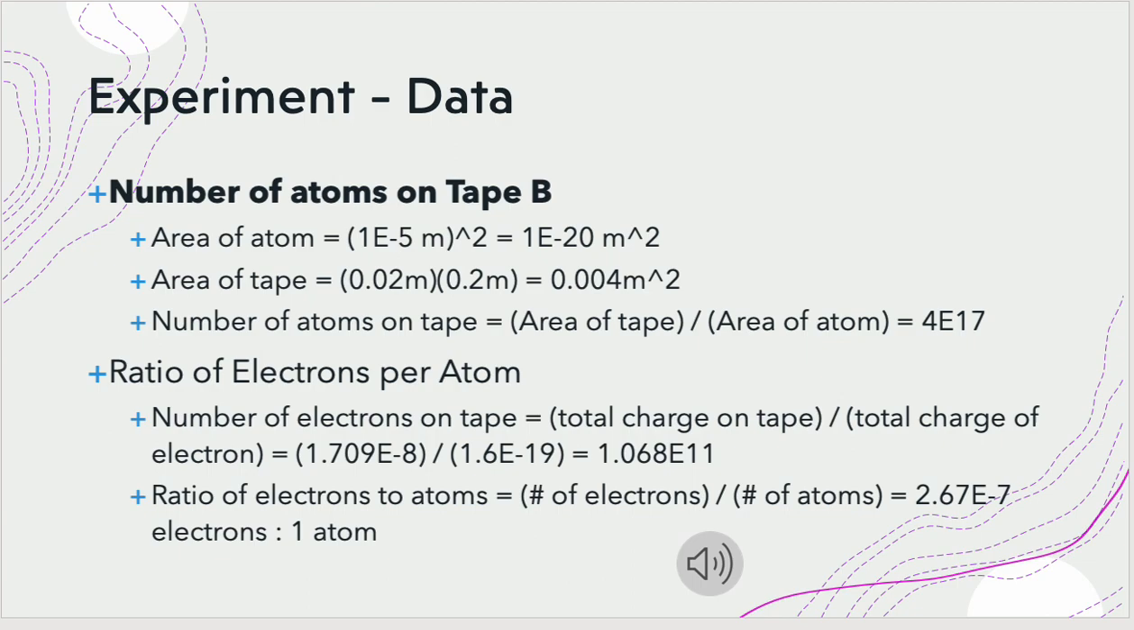Moving on to more experiments and the calculations found using the data. The number of atoms on tape B was found by dividing the area of the tape by the area of the atom, and found to be 4e17 atoms. The number of electrons was found by dividing the total charge on the tape by the charge of an electron, which is found to be 1.068e11. And then the ratio of electrons to atoms was found by dividing the number of electrons by the number of atoms, which is then found to be 2.67e-7 electrons per atom.